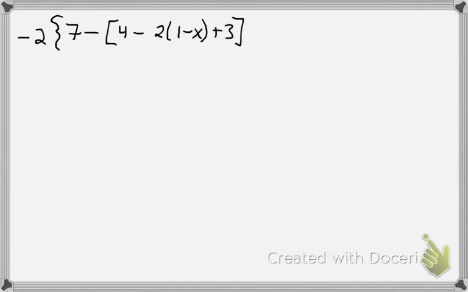Again, this is a little bit of review. When I said parentheses, a more generic term is grouping symbols. And what other grouping symbols do we have out there? Well, let's say that I give you negative 2, and then I'll open up a brace. 7 minus, and then I'll open up a bracket. 4 minus 2, open up a parenthesis. 1 minus x. Close the parenthesis, add 3, close the bracket, close the brace. Equals.